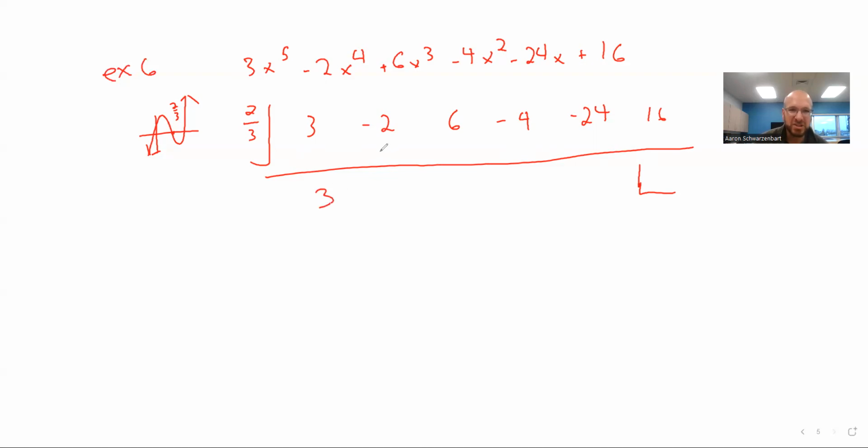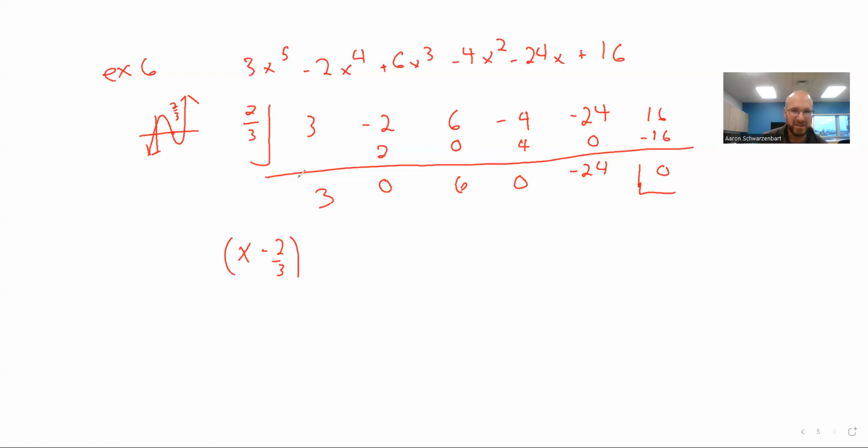3 times 2/3 is 2. 2/3 times 0 is 0. 6 plus 0 is 6. 6 times 2/3 is 4. 0, 0, negative 24 times 2/3 is negative 16. And this works. So I know I've got a factor of x minus 2/3.